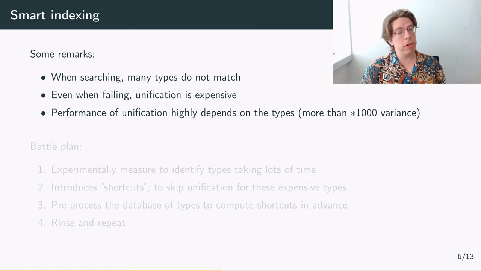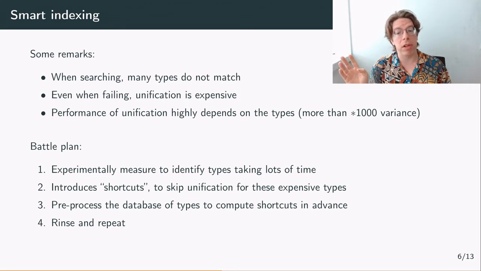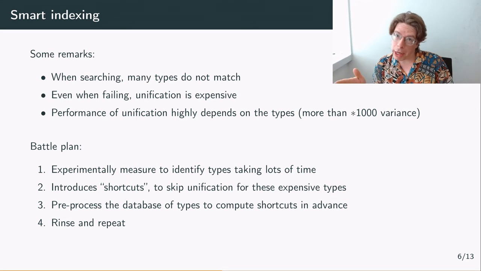So, given these constraints, we've devised a methodology for our work, which is first to experimentally measure to identify types taking lots of time. We then introduce shortcuts to try to skip unification for these expensive types, trying to decide quickly without resorting to the full unification procedure.